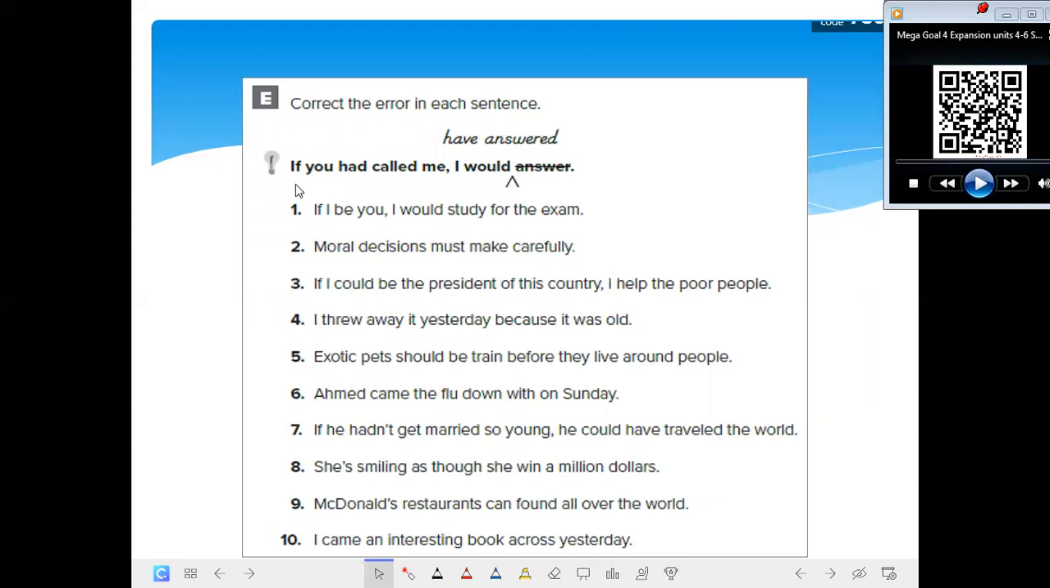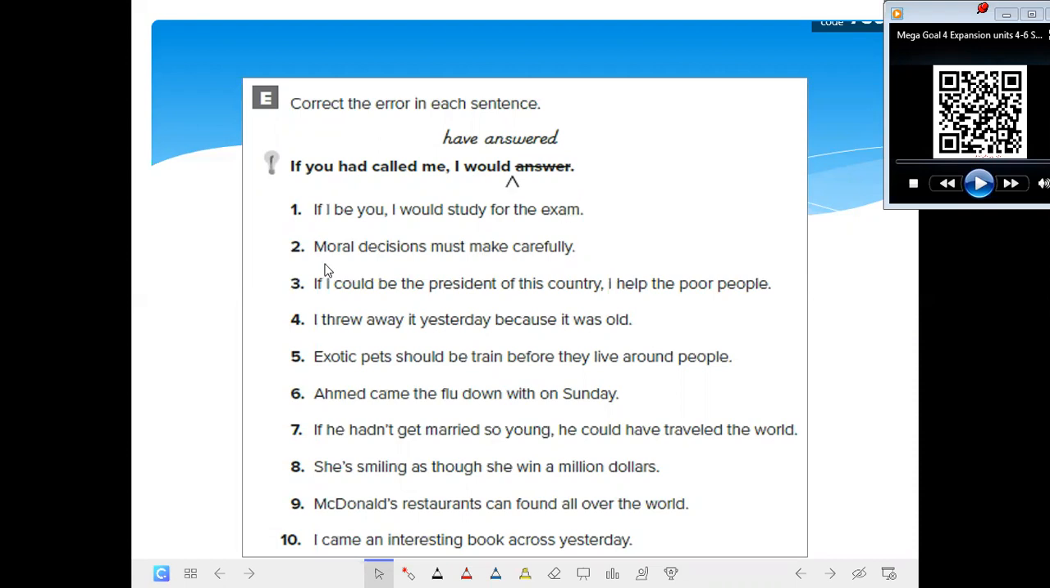As you see in the example, "If you had called me, I would answer." That's wrong, to use would and the infinitive here, because in the first sentence, the if clause, he used the past perfect. So in the result, we have to use would have plus past participle. So the right sentence is, if you had called me, I would have answered. Okay.